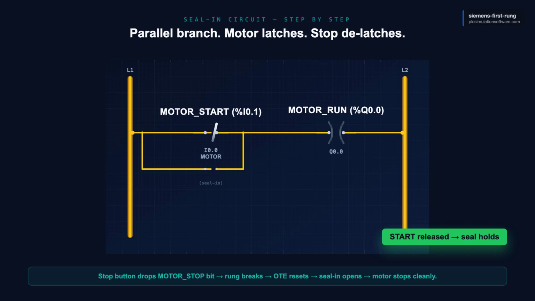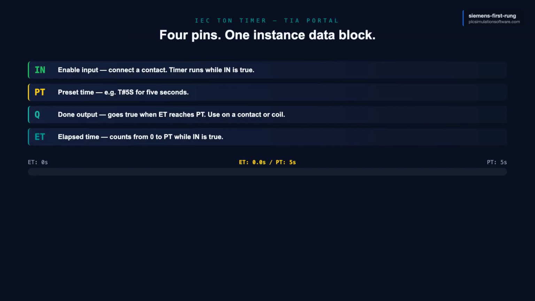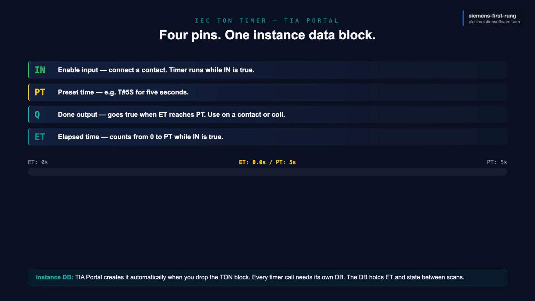One more instruction every TIA Portal programmer needs: the IEC timer. TIA Portal uses IEC 61131-3 standard timers, not the S7 classic timers. The IEC timer is a function block. You drop a TON block into a network. TON is timer on delay.